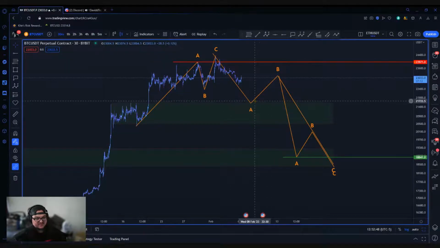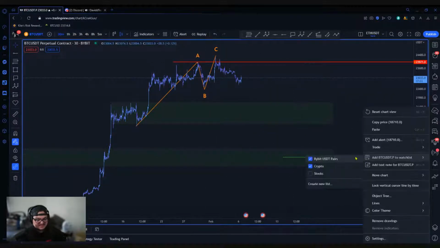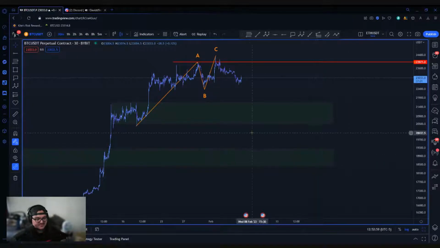There's different areas. At the moment, I'm not really too concerned about where it goes. It's more important how the setup forms itself. That'll give me an idea of what price really wants to do. But yeah, there's different areas of support to look for.